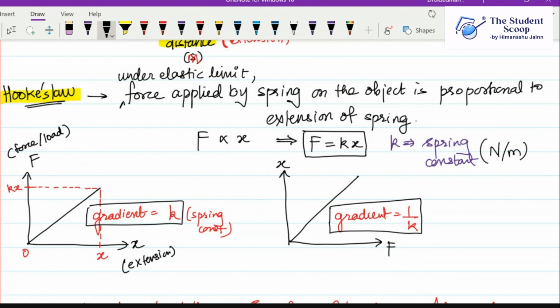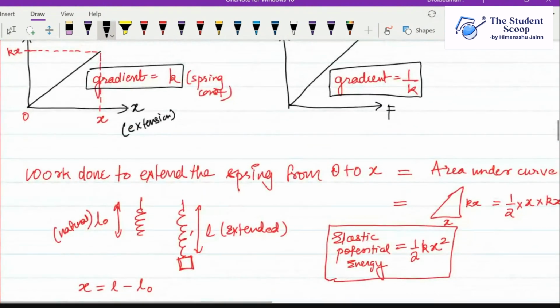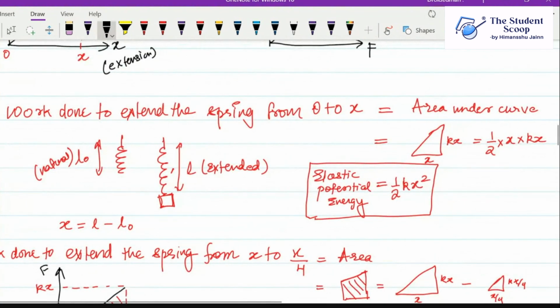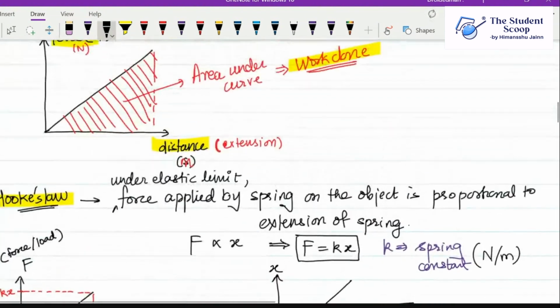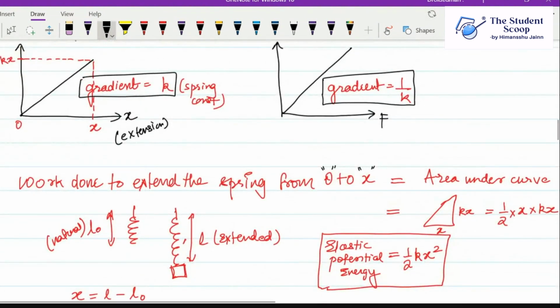Now, we can see that for a spring force, the force changes as per the extension. So if I have a graph of force versus extension, let's say I want to calculate the work done to extend the spring from 0 to x. Now, according to the previous statement, this should be equal to the area under the curve from 0 to x. So we will specifically take this area.